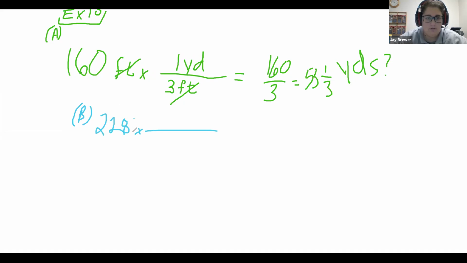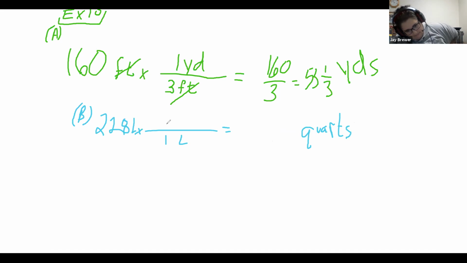All right, so we have 228 liters. I'm gonna help you guys out and put liters on the bottom. Where are we heading to though? Where do we want to go from? We want to go from liters and get to quarts. Very good. So can anyone tell me anything about liters and quarts? What do you guys know about liters and quarts?